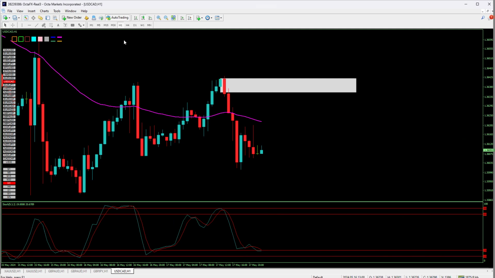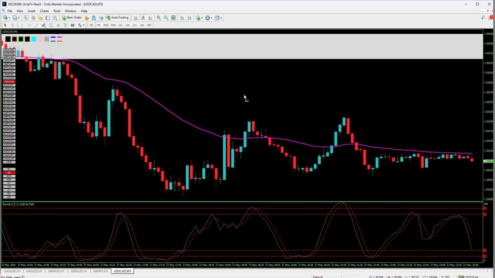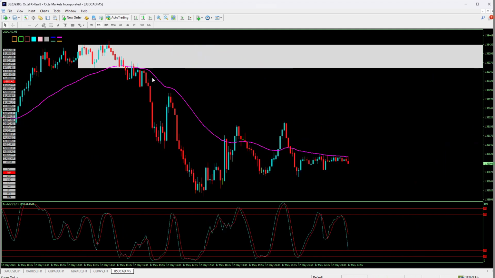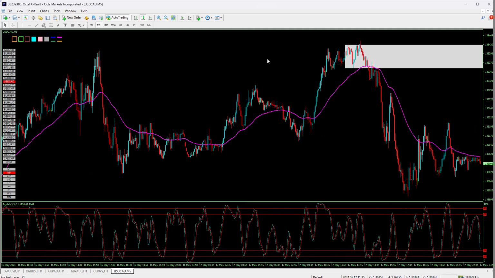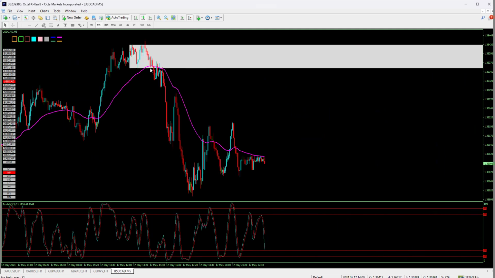So how do you enter your trade? I'll go to the 5-minute time frame. You can see at this point right here, on the 5-minute time frame, we have the breakout of the EMA. Then we have a retest. So here, that's where you enter your sells.